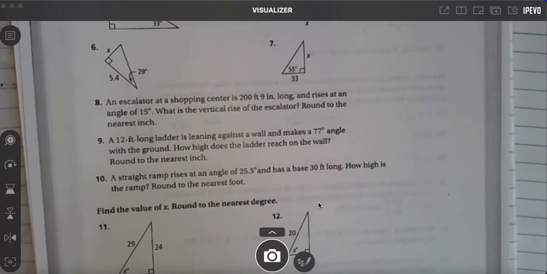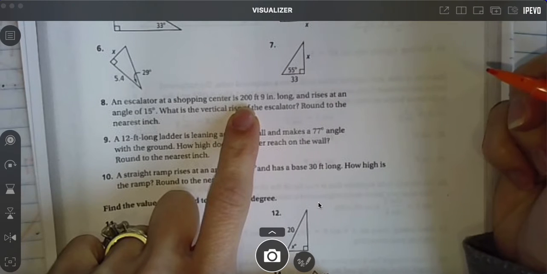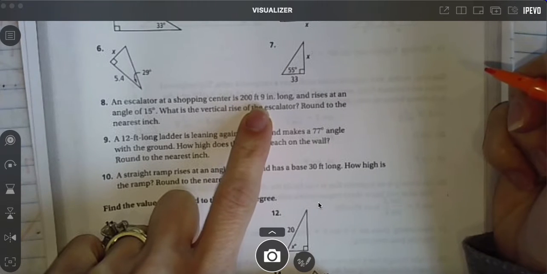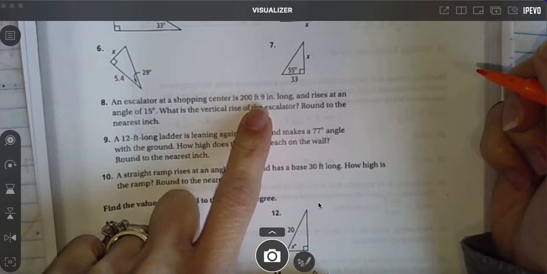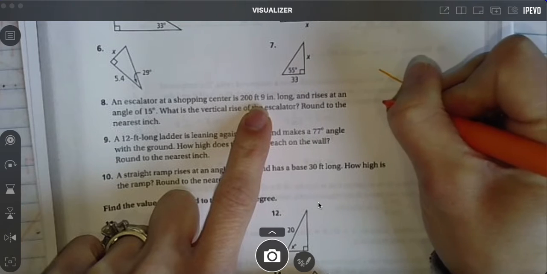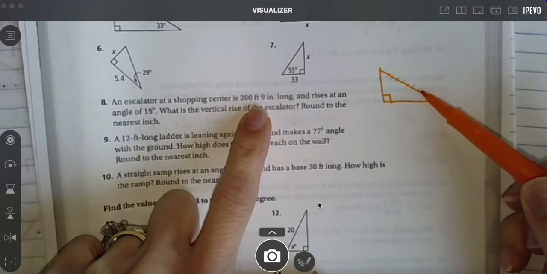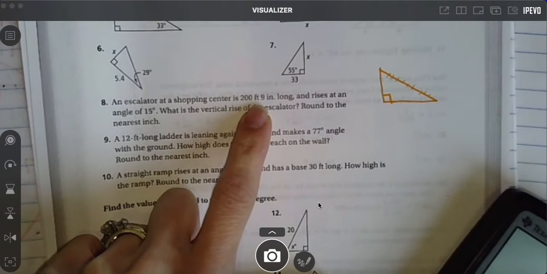Y'all, we're going to do numbers 8 and 9 together. That means I'm going to give you credit for it, but you have to write it down on your paper so you can get credit. You would draw a picture because it's geometry and pictures help a lot. You're just drawing a right triangle. It says there's an escalator at a shopping center and it's 200 feet 9 inches. Well, first of all, that's 2 different measures. I can't have 200 feet 9 inches. I just need to turn it all to inches. Here's my escalator right here. See, it's going up. Okay, but what's 200 times 12?